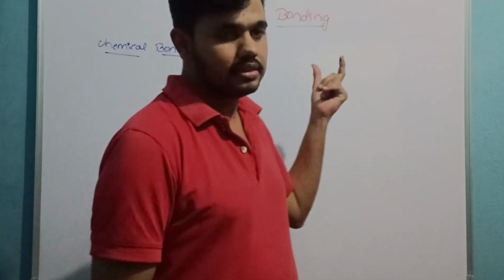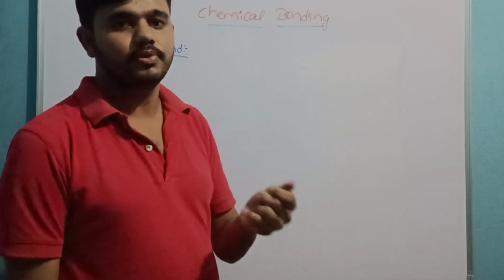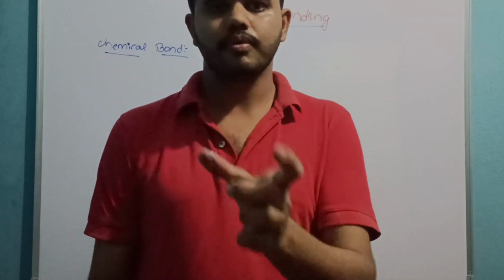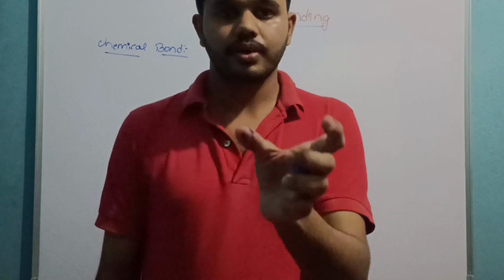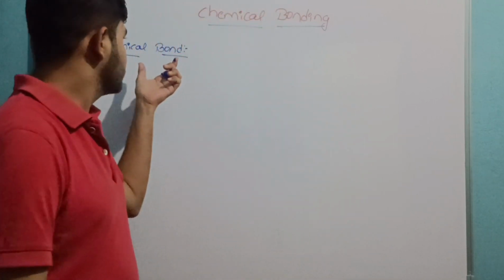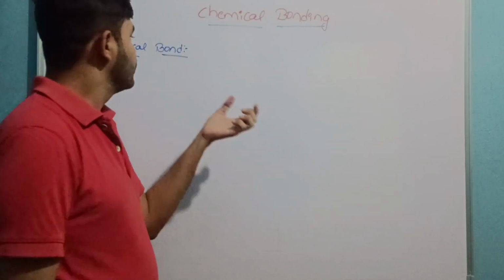Today we are going to learn the chapter chemical bonding. First of all, what is meant by chemical bond and what is meant by bond? We are going to learn one by one. First of all, the definition of chemical bond.